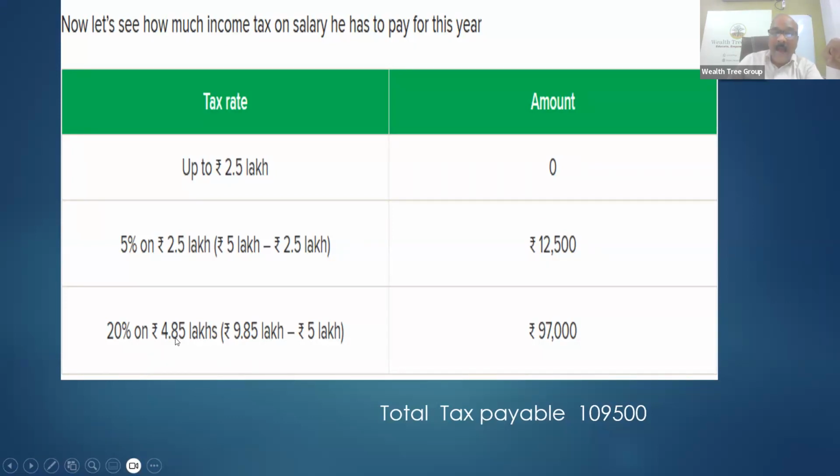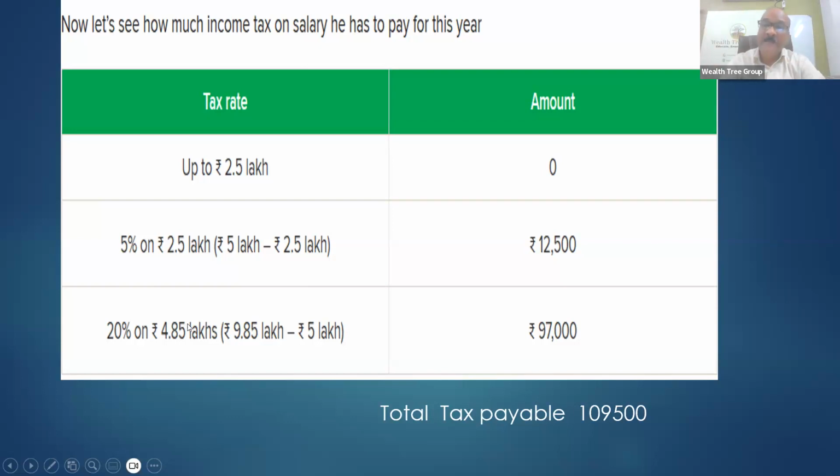Then out of 9.85 lakhs, 5 lakhs is done, and tax on it is already calculated. The balance is 4.85 lakhs, and for that he has to pay 20% on the 20% slab. He has to pay around 97,000 rupees for 4.85 lakhs.